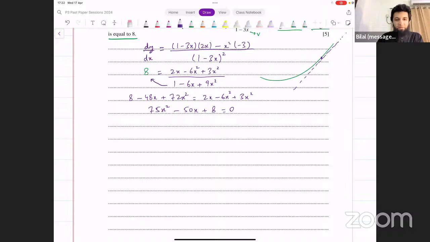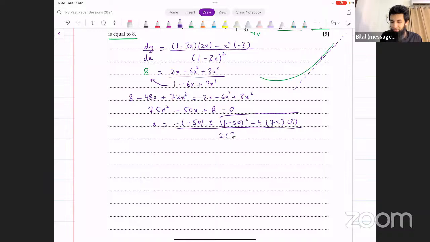Now, if you can't factorize it, what you should do is just input values in the quadratic formula. So how do you do that? Minus into minus 50, plus minus the square root of minus 50 whole squared minus 4 into 75 multiplied by 8, divided by 2 into a.